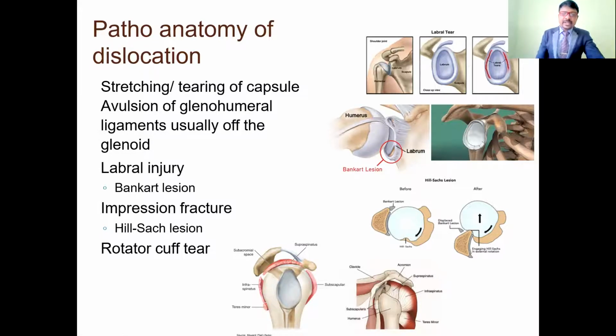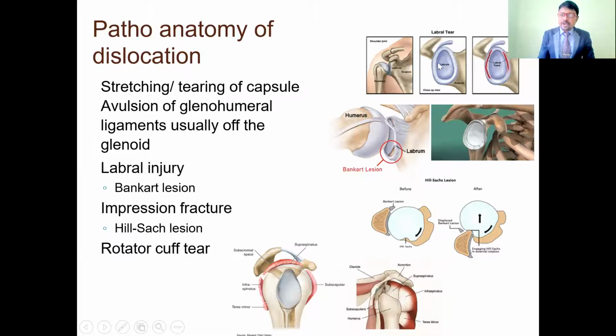There may also be avulsion of the glenohumeral ligaments, usually off the glenoid. In case of avulsions, any sudden contraction of the muscles may lead to chip fractures in the shoulder joint. It may also be a labral tear or other lesions. These are labral injuries, which may damage the structures surrounding the capsule and give shoulder dislocations.